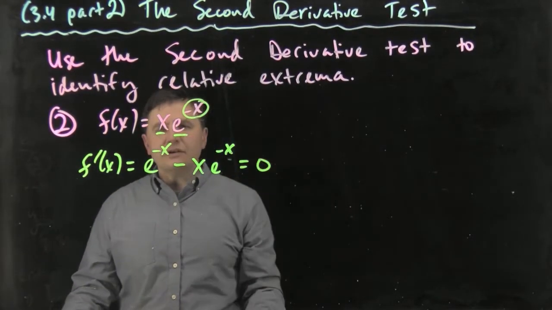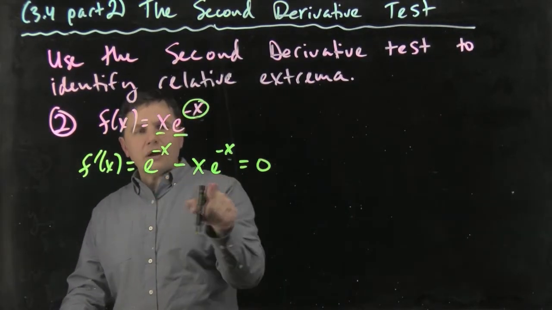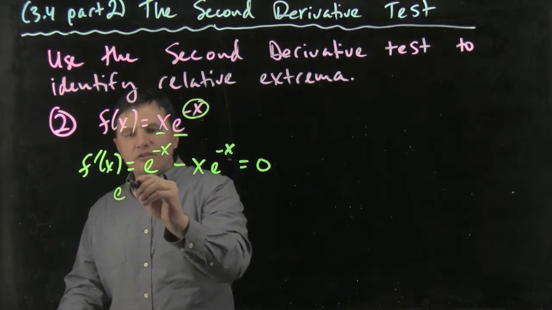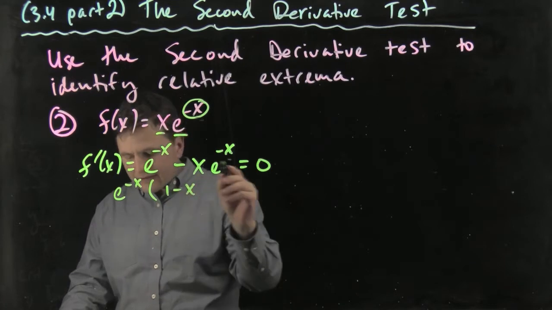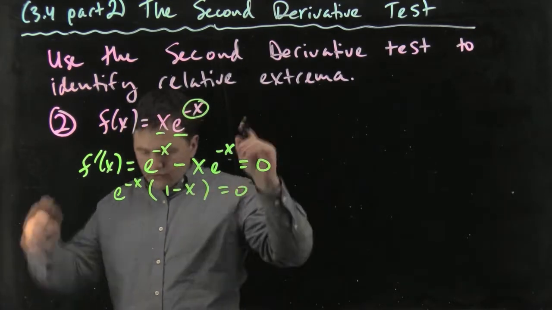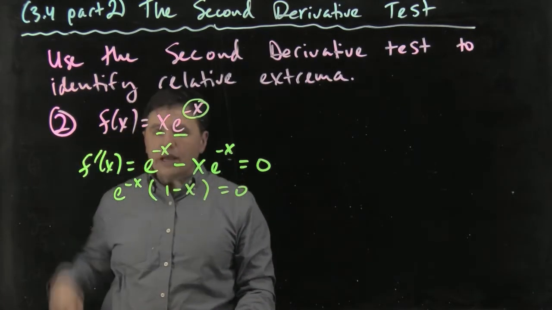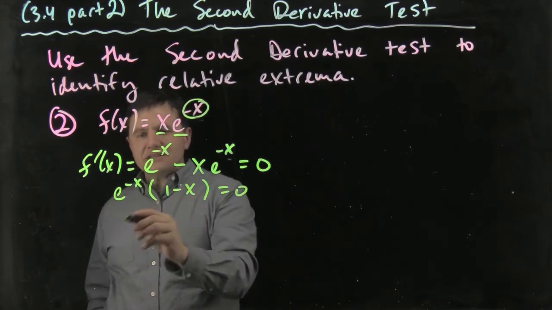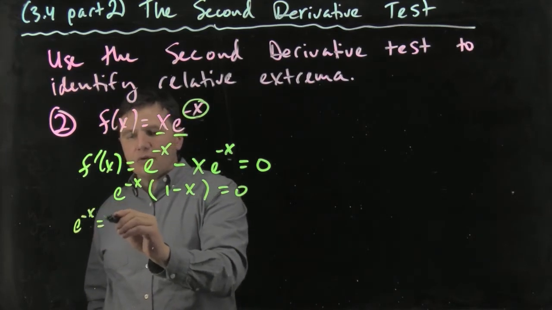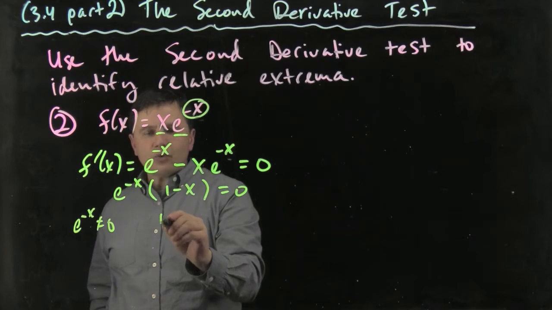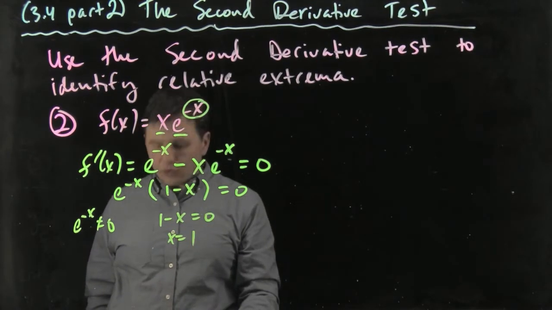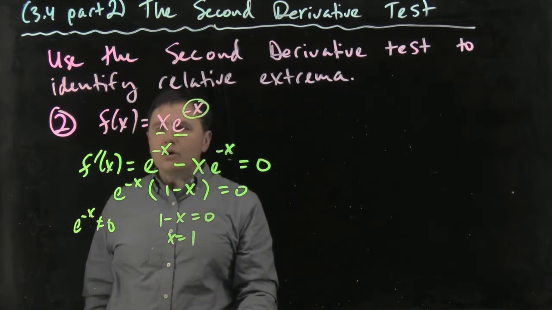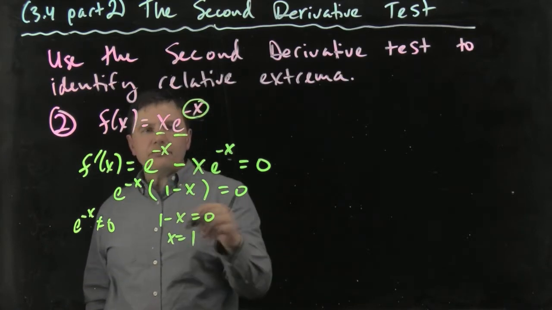I'm interested in when that's equal to 0. So, don't be thrown off by this. I'm just going to factor out this e to the negative x, which will leave me with 1 minus x equals 0. Okay, the e to the negative x is never going to be 0, so we're not going to get any critical points from that. So all we're left with is 1 minus x equals 0, so x is equal to 1 is our only critical point. So now from here, I've got to find my double derivative.